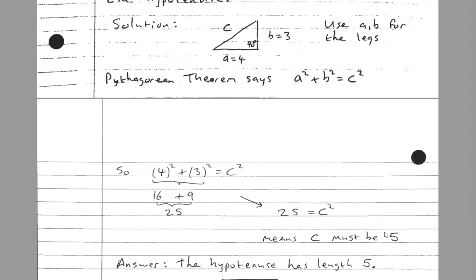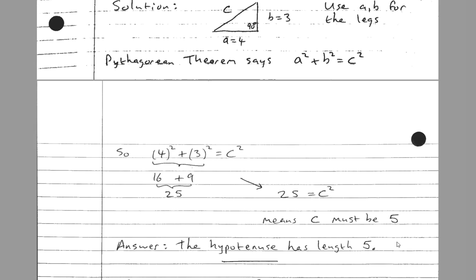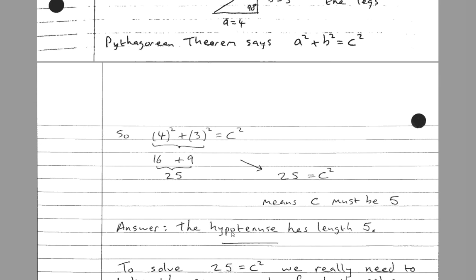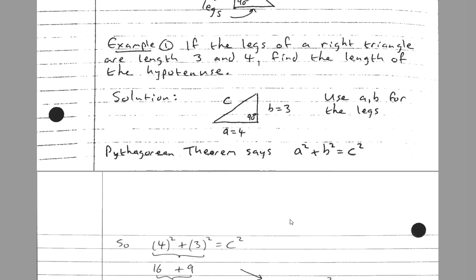C is a length, so C is a positive number. The only positive number that squares to 25 is 5. So that's the answer. The hypotenuse we're looking for had length 5. And that certainly looks reasonable from the picture. It's just a bit bigger than 4. You certainly see that 7 is not the right answer. 4 plus 3 is 7, but that's not what we're looking for.